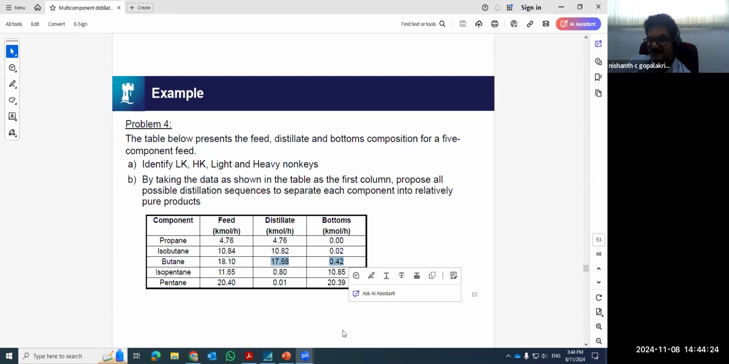Any questions? All good? Yeah, so the response written here is fairly accurate. The light key, butane, is the component that serves the boundary between the top and bottom. Heavy key is isopentane, just below the butane in volatility. Exactly.